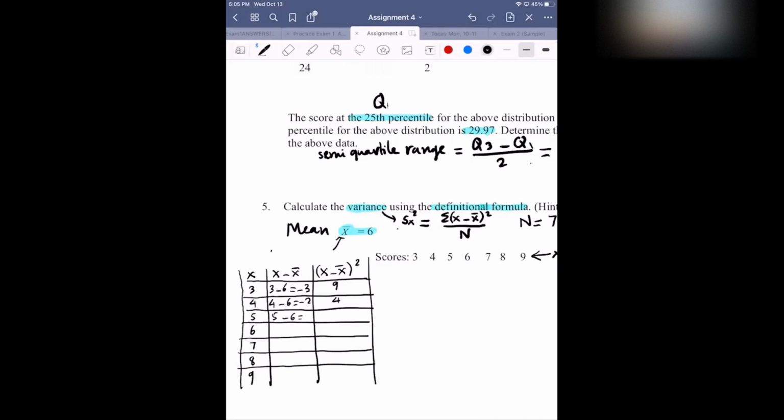All right, I'm going to randomly call someone. How about Zahid? Can you tell me? Now, x is 5. 5 minus 6 is what? Zahid?